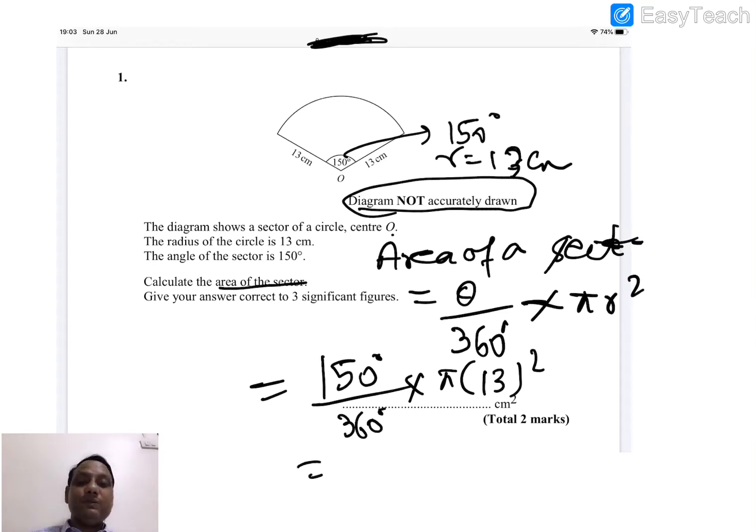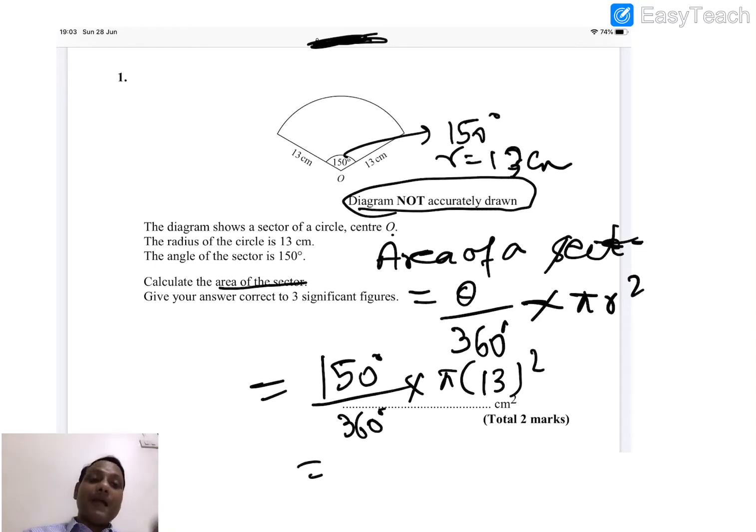Practically you can use a calculator. A calculator is really useful for IGCSE students, and they 100% use it. Without a calculator they cannot succeed. So I'm just typing in my calculator 150 divided by 360. Sometimes I might get the wrong answer, so don't be confused, the method is correct. I'm only doing this to show you all the method.